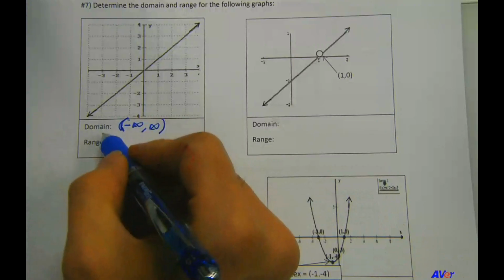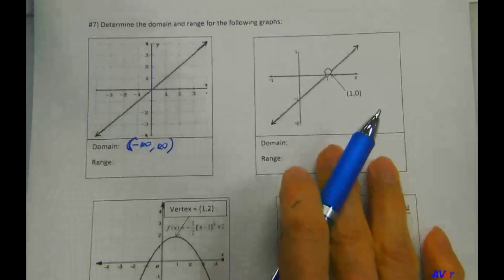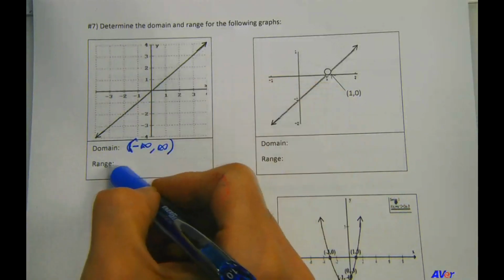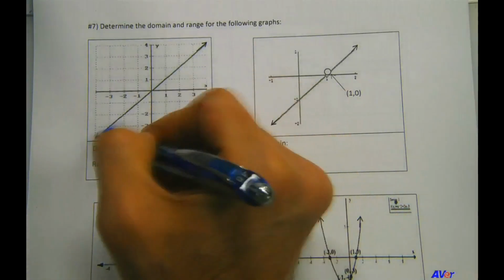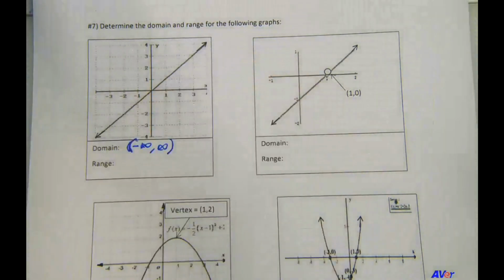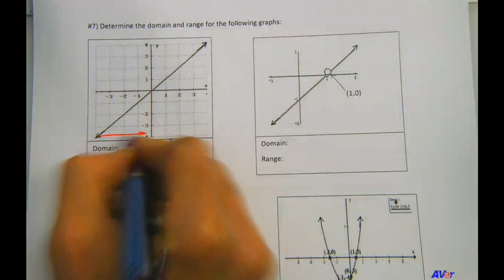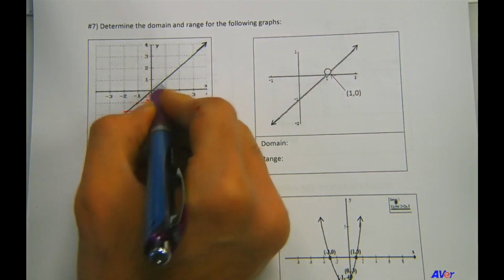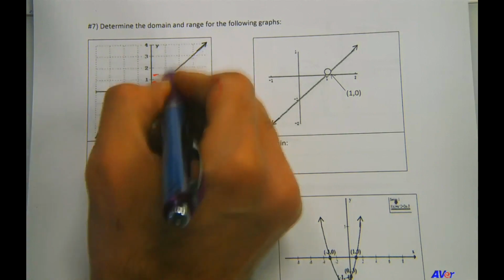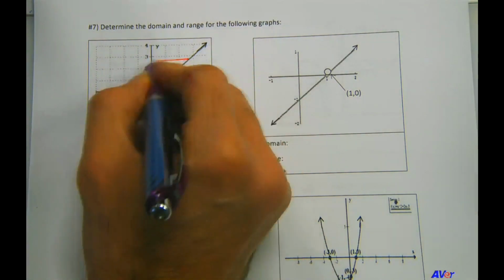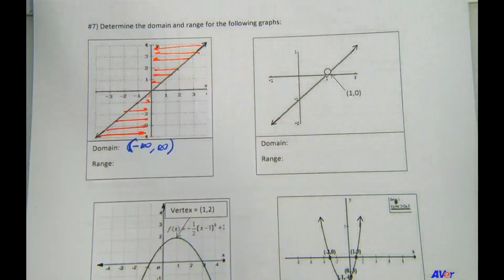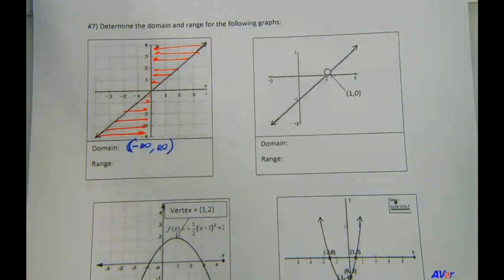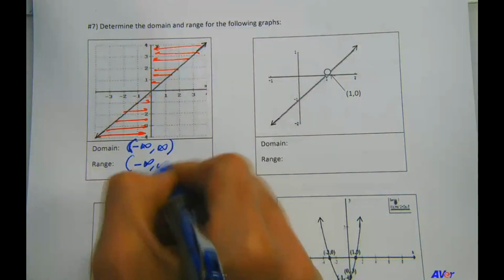So, when you're determining the range, look at the behavior of the graph with respect to the y-axis. Okay? Is there any y value that this line or this graph cannot attain? No. It can attain all y values. Therefore, the range is negative infinity to infinity.